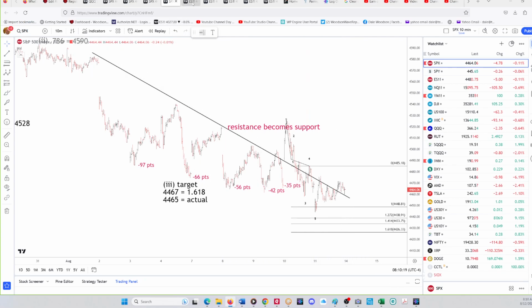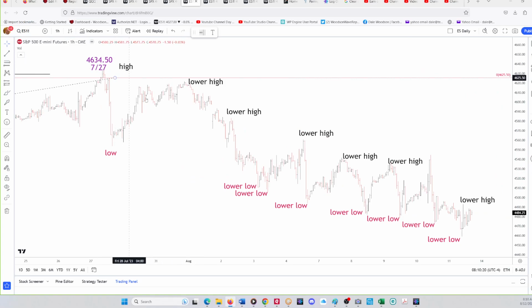Okay, let's see here. Now we're in the E-mini futures. This is an hourly chart. Here's from that B wave high. You can see we got a low, and 1, 2, 3, 4, 5, 6, 7 lower lows, and we've got 1, 2, 3, 4, 5, 6 lower highs. It basically shows the trend is down. You don't need any Elliott waves or Fibonaccis or anything to note that the trend is down there.